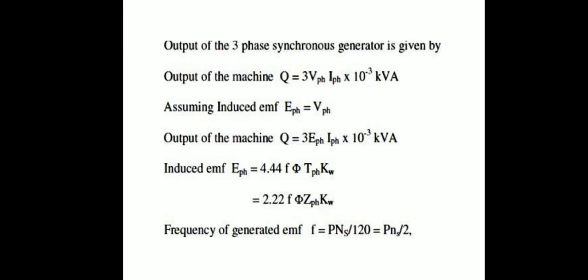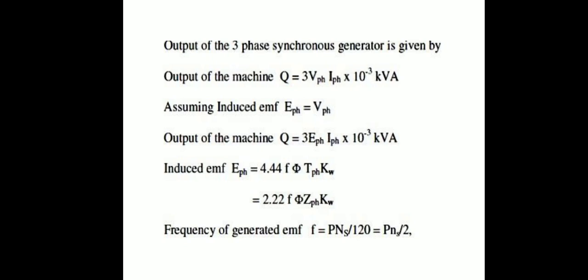Now, as we all know, the output of a three-phase synchronous generator is given by Q is equal to 3 VPH IPH into 10 raised to power minus 3 kVA. Assuming induced EMF EPH is equal to VPH, the output of the machine is Q is equal to 3 EPH IPH into 10 raised to power minus 3 kVA.